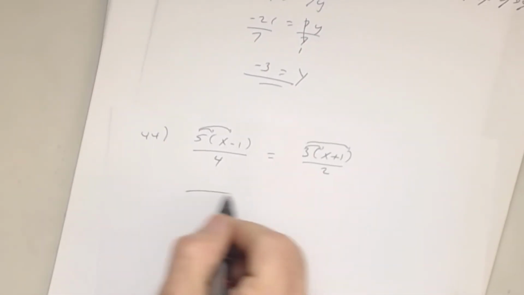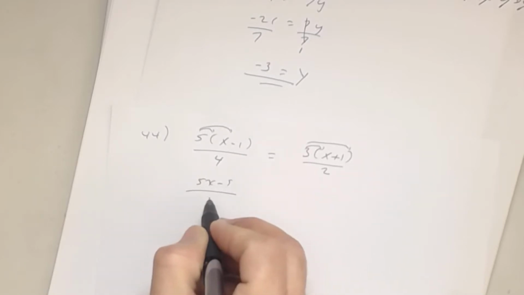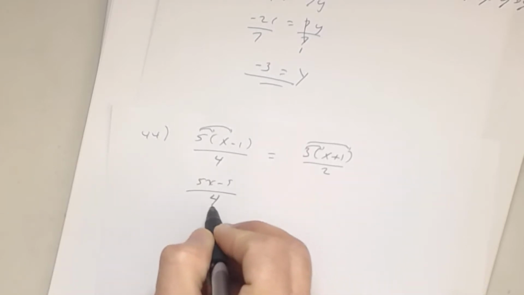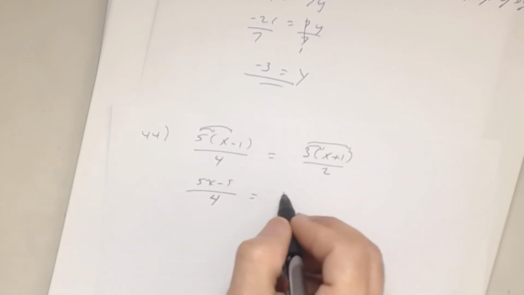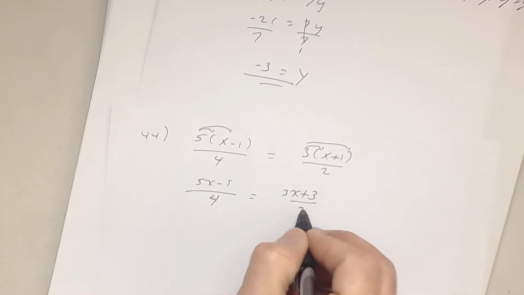So what's going to be the numerator? 5x minus 5, and the denominator is 4. Equal. What's the numerator here? 3x plus 3, divided by 2. All right. So that's step 1. Step 2, I have fractions, right? So let's clear the fractions.